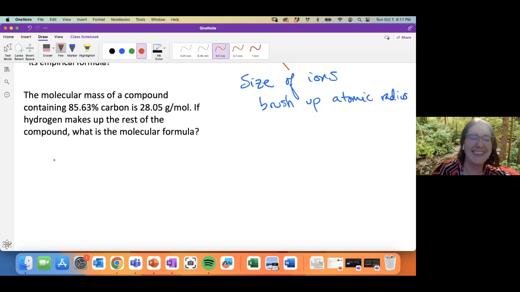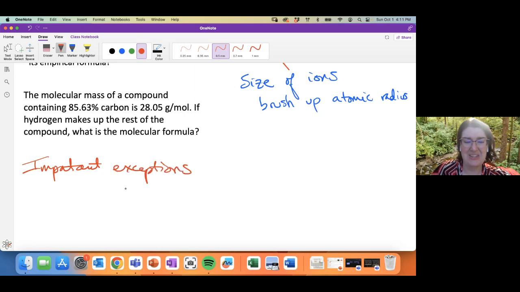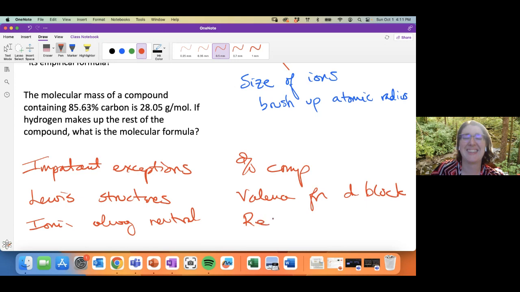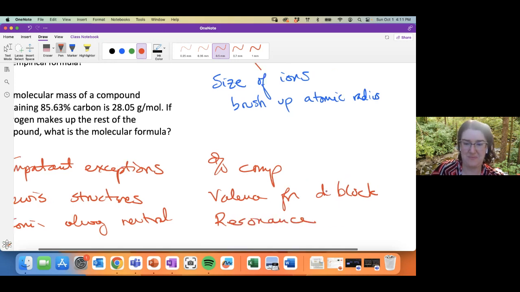Hi, there are questions. The first one is, what are the important exceptions we should remember, such as coin group and other shenanigans that occur? The second one is, can you go over Lewis structure? The third one is, are binary ionic compounds always neutral? The other one is, can you go over percentage composition? How can we find the valence electrons for transition metals? May you go over the meaning of resonance and bond order in Lewis structures, as well as how to draw the best Lewis structure?